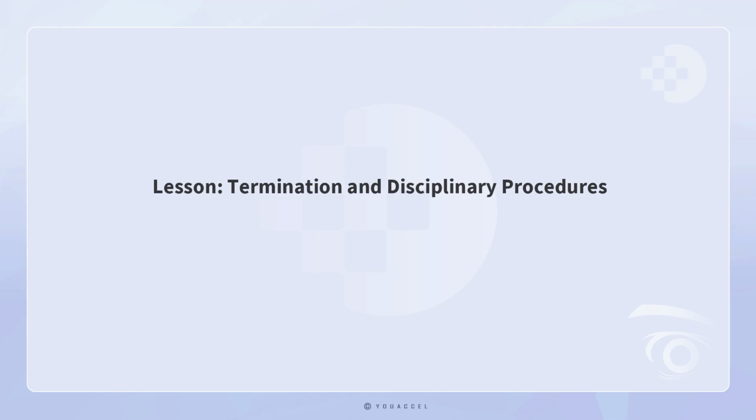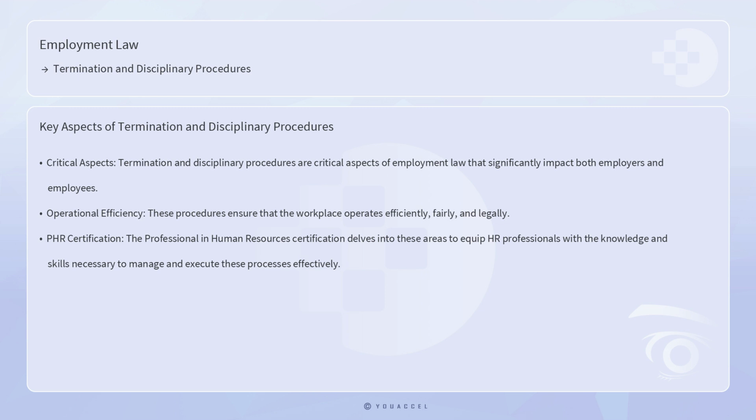Lesson: Termination and Disciplinary Procedures. Termination and disciplinary procedures are critical aspects of employment law that significantly impact both employers and employees. These procedures ensure that the workplace operates efficiently, fairly, and legally. The Professional in Human Resources certification delves into these areas to equip HR professionals with the knowledge and skills necessary to manage and execute these processes effectively.